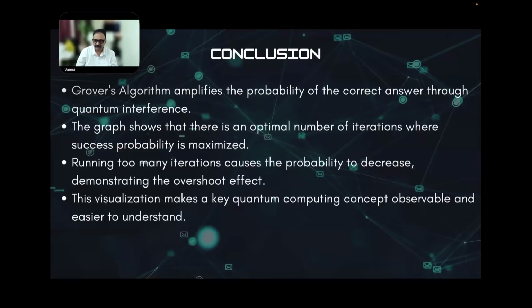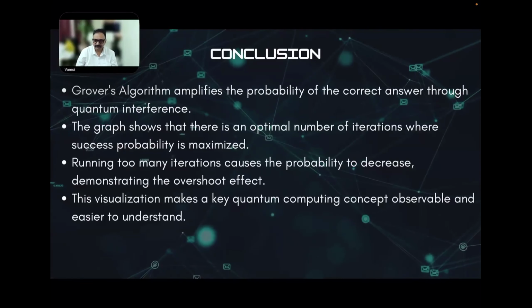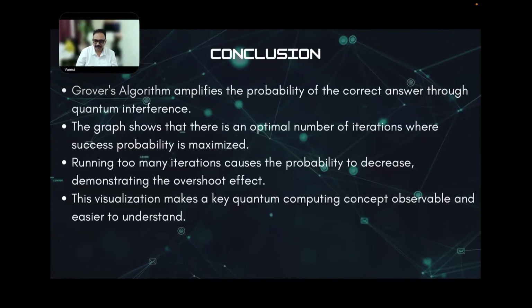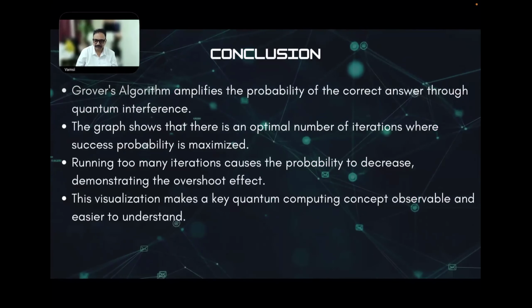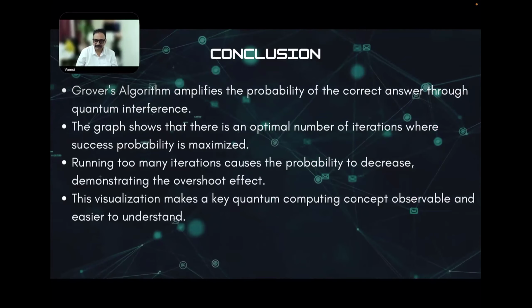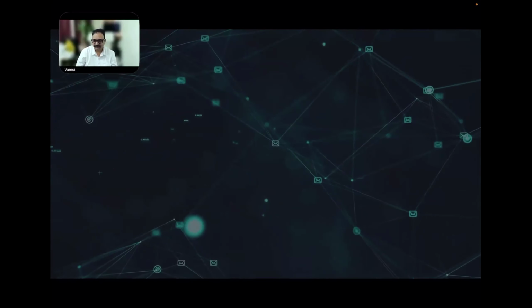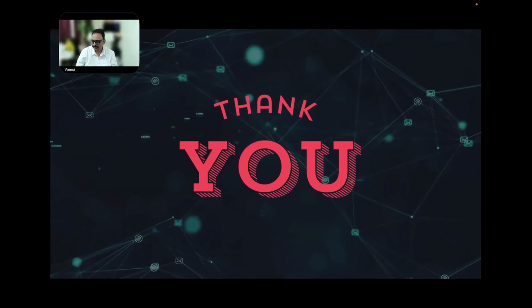In conclusion, Grover's algorithm transforms unstructured searching by replacing sequential guessing with quantum interference. By finding the exact peak before an overshoot, we achieve a definitive quadratic speedup that turns classical constraints into quantum efficiency. Thank you for watching.